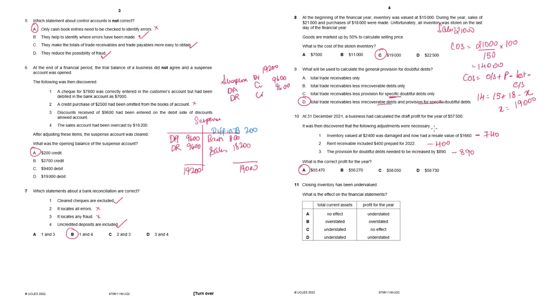Closing inventory has been undervalued. What is the effect on financial statements, on the total current assets and profit for the year? So when closing inventory is undervalued, profit for the year will be understated, and total current assets will obviously be understated. So option D, because inventory is a part of current assets in the balance sheet, and the undervalued closing inventory increases the cost of sales and it decreases the net profit.